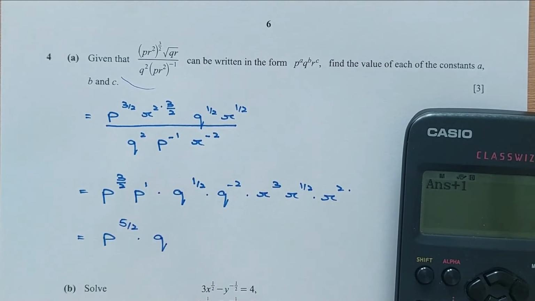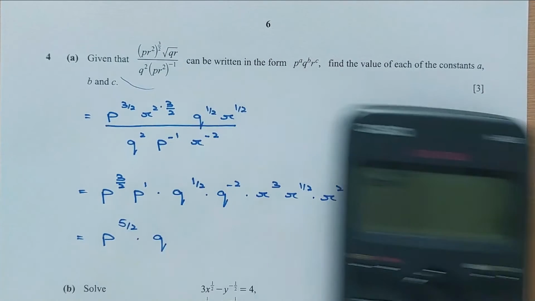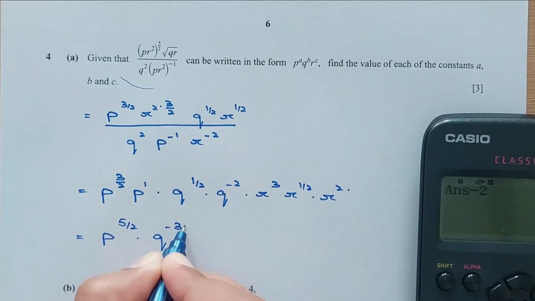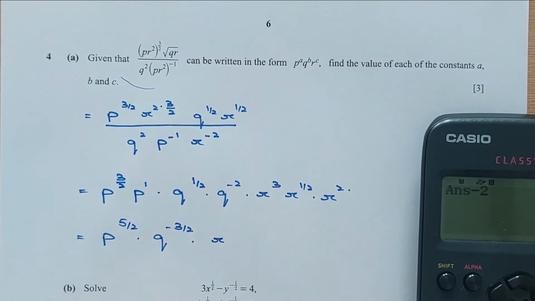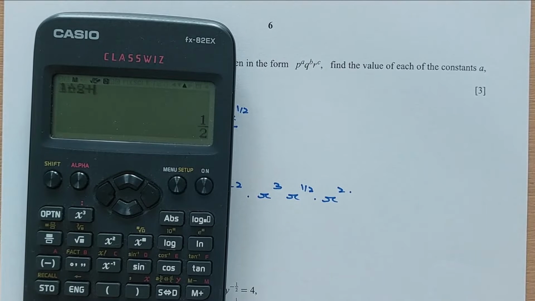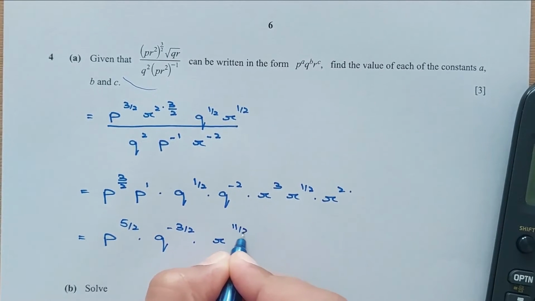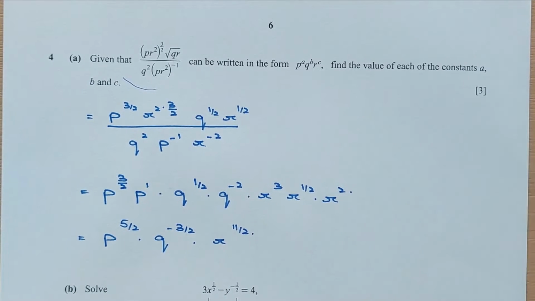Now for q, it is 1/2 minus 2, which is -3/2, and for r, it is 3 plus 2, which is 5, so 1/2 plus 5 is 11/2. So these are the constants a, b, and c, right?